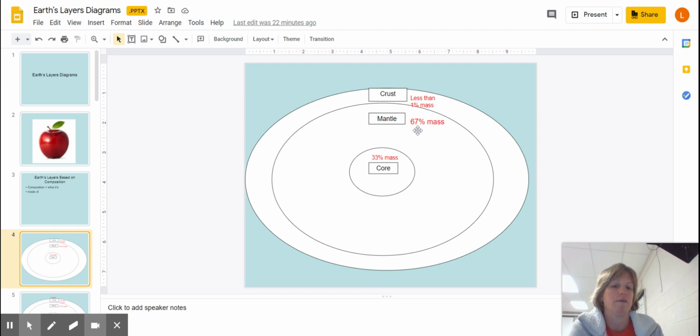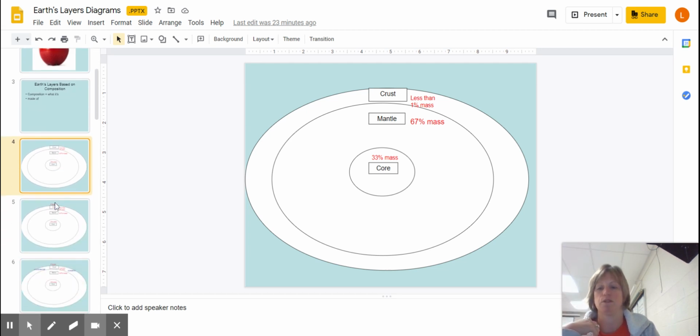Now you can see the mantle makes up 67%, the core 33%. Now for my math wizards out there, you're adding that up and you're going, Mrs. Fickus, that's more than 100%. That's 101. Notice this says less than, right? So about 67, about 33%. I do expect you to know that the crust is the least massive and that the mantle is the most massive.